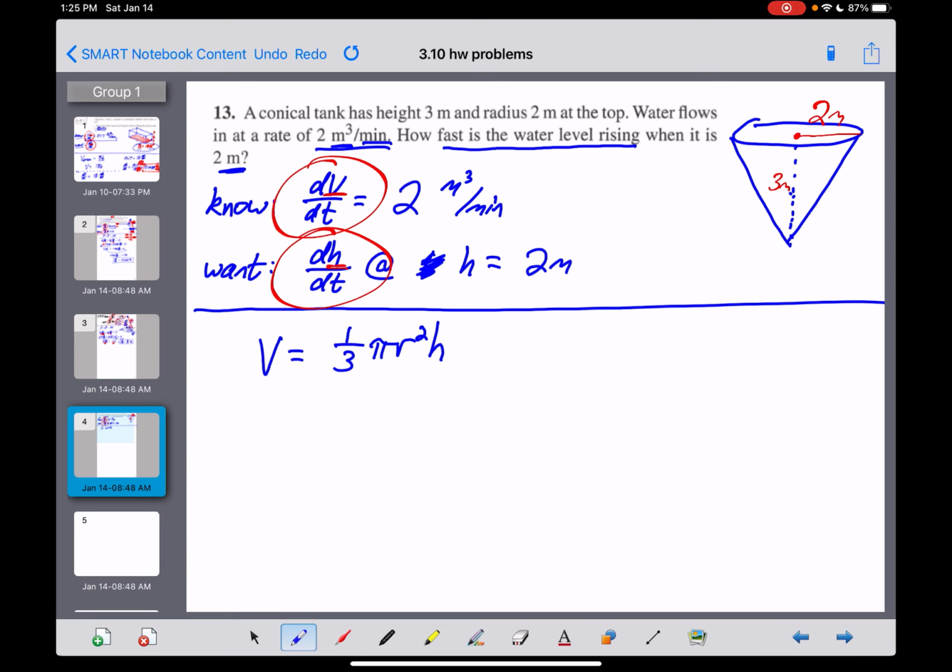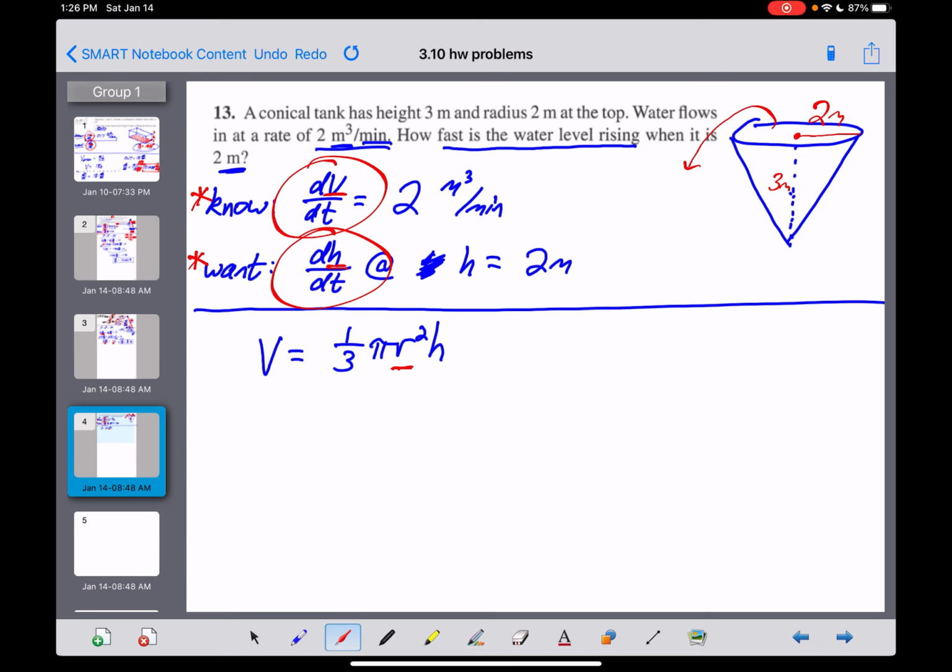Now the problem right here with this thing is the presence of that variable right there, r. That is not the derivative that we know. That involves a volume. And it's not the derivative that we want, that's a height. So r is in the way right now, guys. It's crashing the party. So what are we going to do? We're going to substitute this thing, and we're going to solve for r in terms of h. And the way we're going to do that is by looking up here at the original diagram, and we're just going to make a ratio.